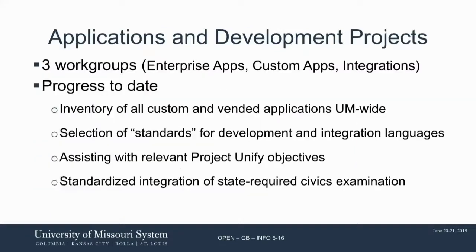In the applications and development space, we've created 3 work groups, all of these representing subject matter experts from all 4 of the universities. Every one of these working groups and subcommittees are populated by people from all 4 campuses: enterprise application, custom applications, and integrations. We are finalizing an inventory of all the applications that currently exist. We are deciding on standards of languages to use for programming and assisting with relevant Project Unify objectives. For example, some of the integrations with those other 3 categories of tools I mentioned earlier are now part and parcel of the transformation effort itself. And doing things that are newly emergent. The state has recently required a civics examination, so we're doing that with assistance of code that was originally developed at UMKC.